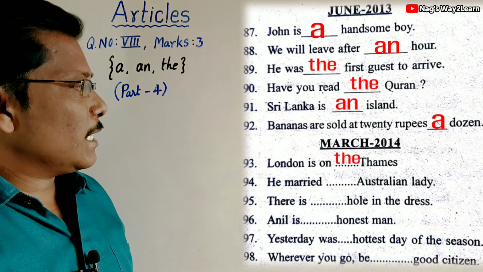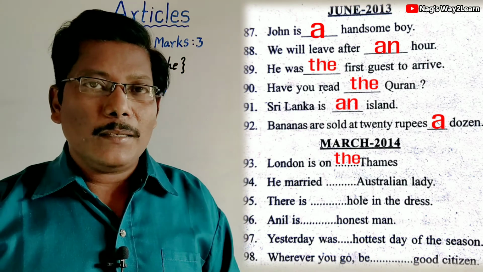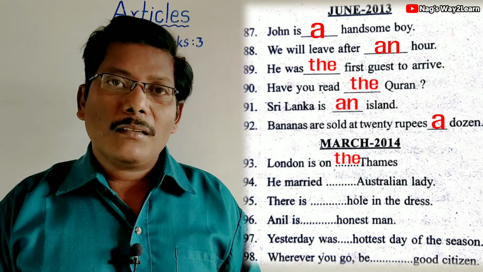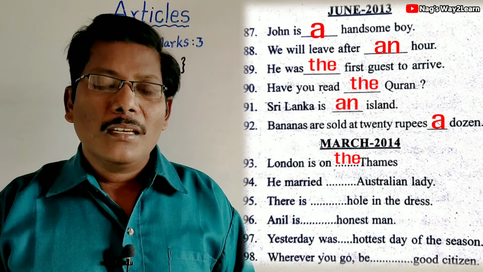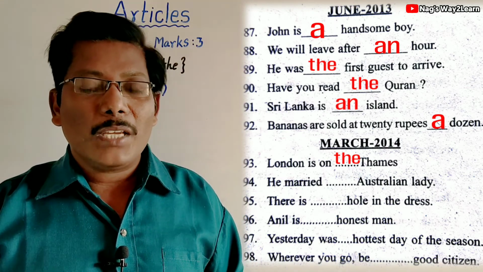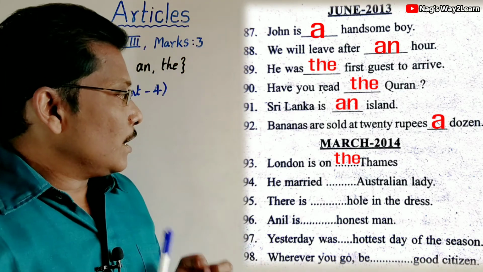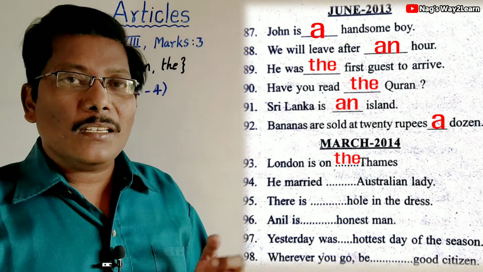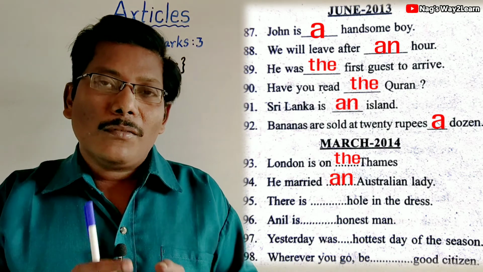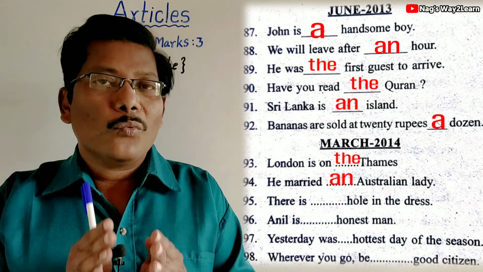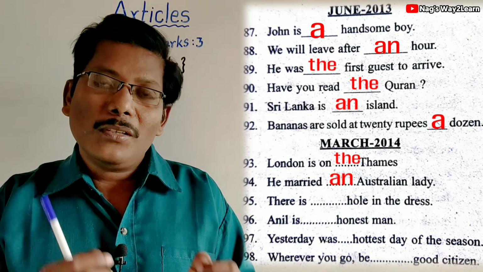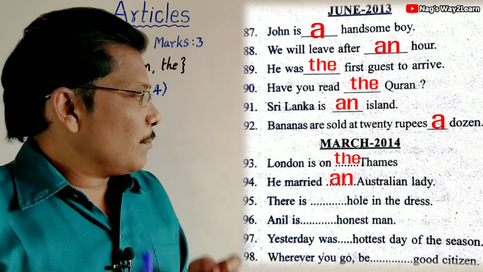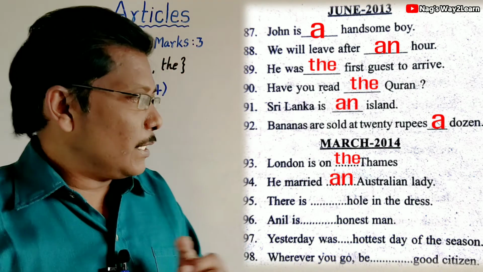Next, he married dash Australian lady. The word Australian begins with the letter A, and you know this is a vowel. So therefore he married an Australian lady. The words beginning with vowels, before that word we generally use an. So he married an Australian lady.